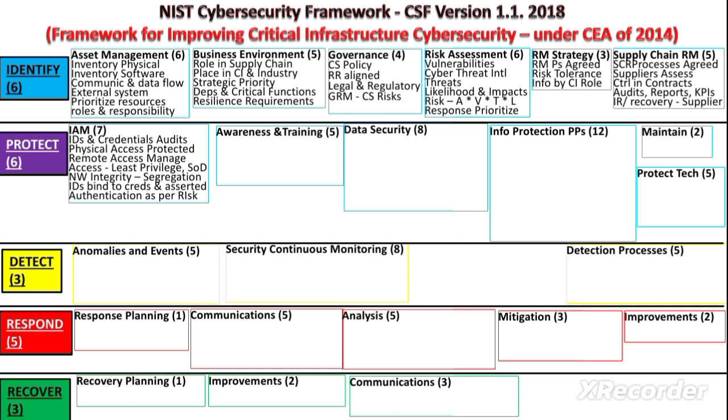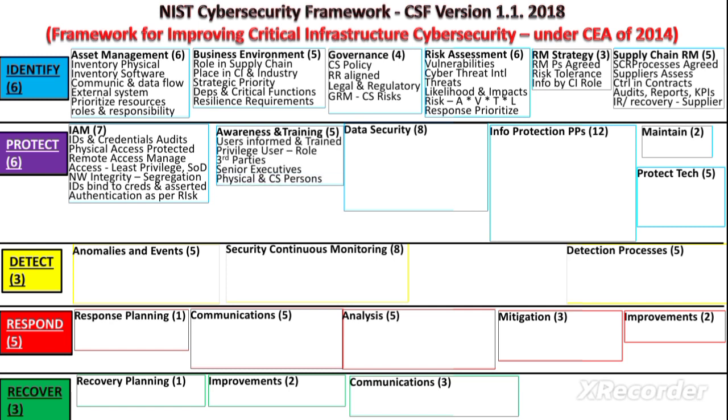Then you have to bind the identities to credentials, and also have to ensure that these identities or credentials are asserted while a person or a process is granted access to information systems or information. Then you have to introduce the authentication measures as per the risk or the criticality or sensitivity of that asset. For example, you can introduce multi-factor authentication for critical systems, and for remaining systems, you can rely on single factor authentication.